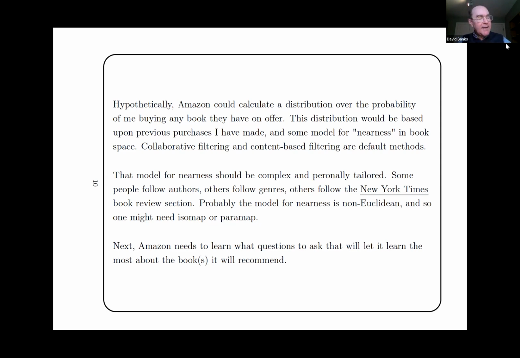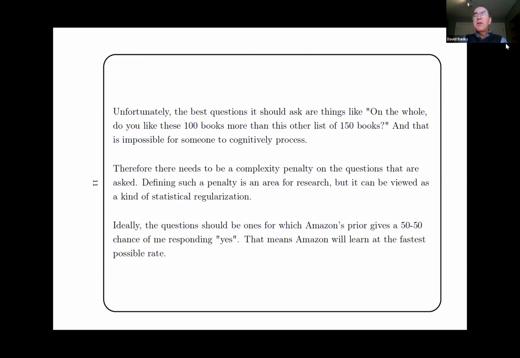The next thing is that Amazon needs to decide what questions it will ask me in order to learn the most that it can about my taste in books. And unfortunately, the best questions it would ask are things like, on the whole, do I like these 100 books more than I like this other list of 150 books? And that's just too complicated a question for me to cognitively process. So there needs to be a complexity penalty on the types of questions that get asked.